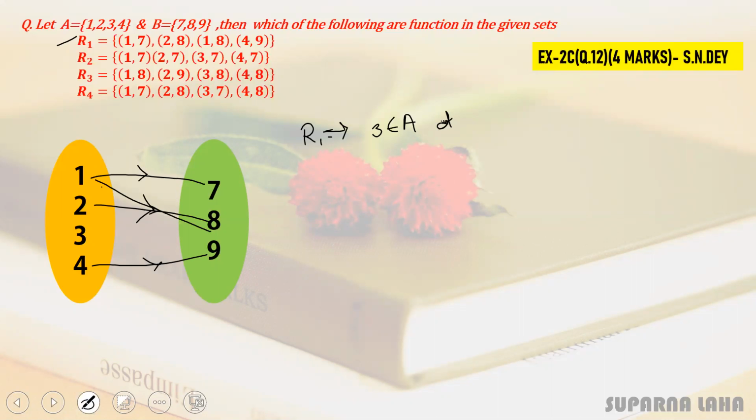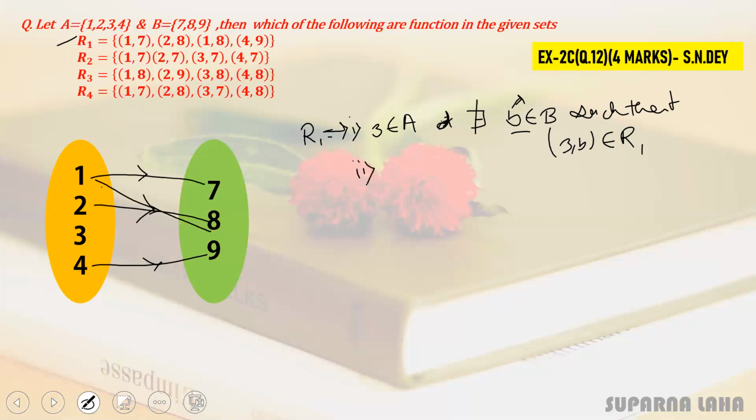For 3 in A, there does not exist any element b in B such that (3, b) belongs to this R1. So we can't find any image for 3. Now check the second. So number 1 does not hold.